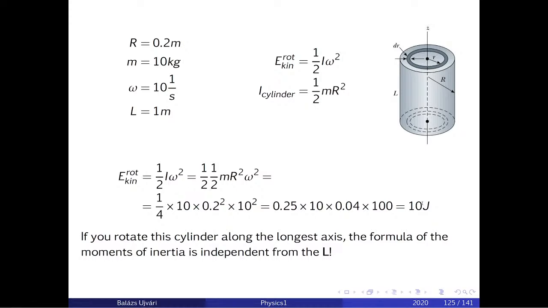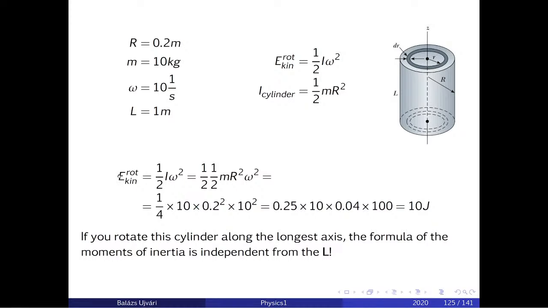How can we calculate the kinetic energy of a rotating cylinder with radius 0.2, mass 10, angular velocity 10 1 over s, and if the length is 1 meter? What we learned: the rotational kinetic energy is nothing else than 1 over 2 times the moment of inertia of the body times omega square, the square of the angular velocity. So it will rotate like this. The moment of inertia of the cylinder is 1 over 2 mr square.